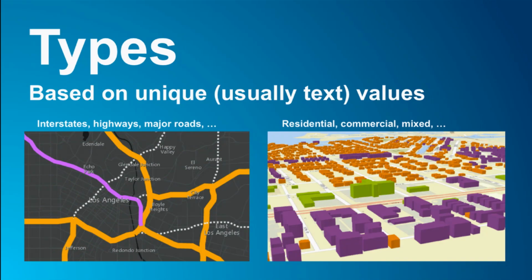When we talk about types, that's where data starts to come into the picture. They're based off of unique values, usually text, but you can pretty much use anything, numbers as well, to visualize types. So we have off to the right, the usage type of the building, whether it's a commercial building, a residential building, or a mixed use of some kind. And then there's highway types or road types off to the left.